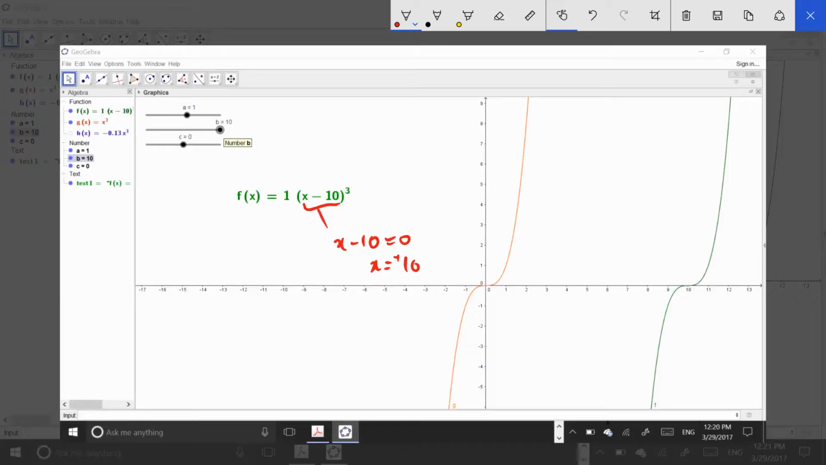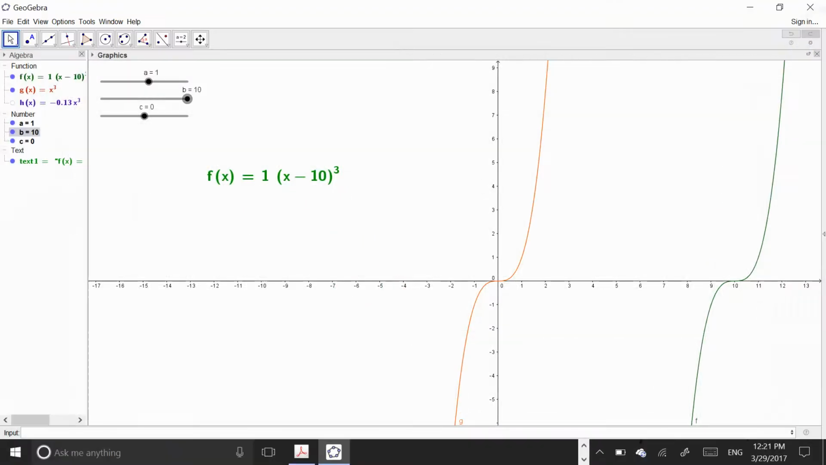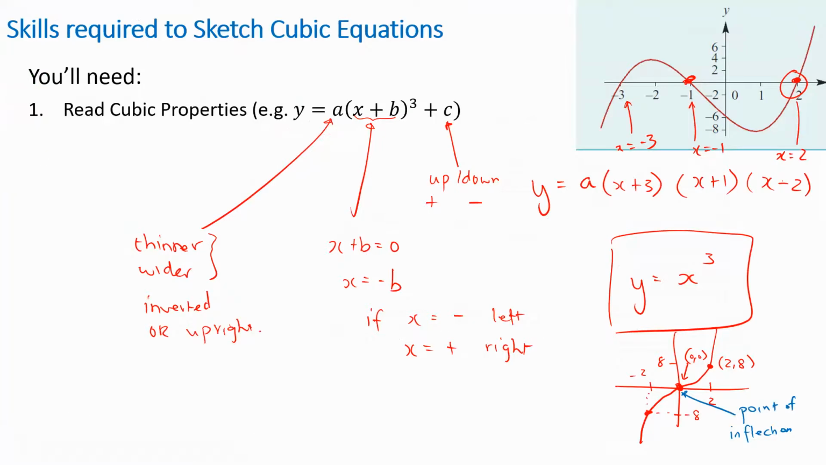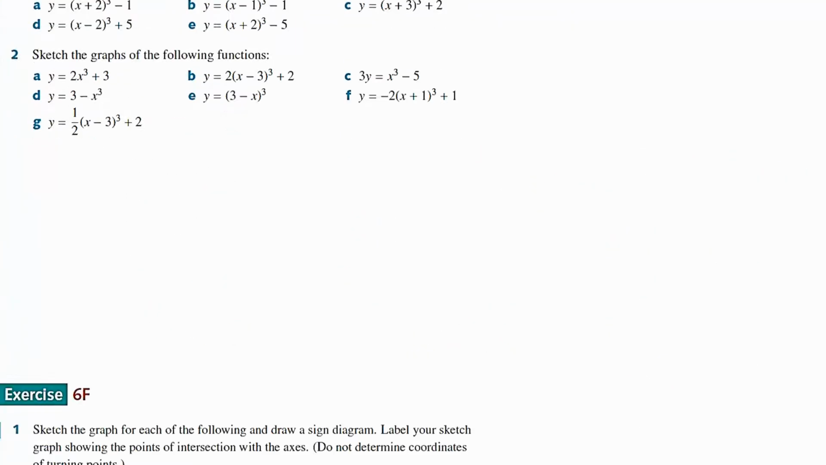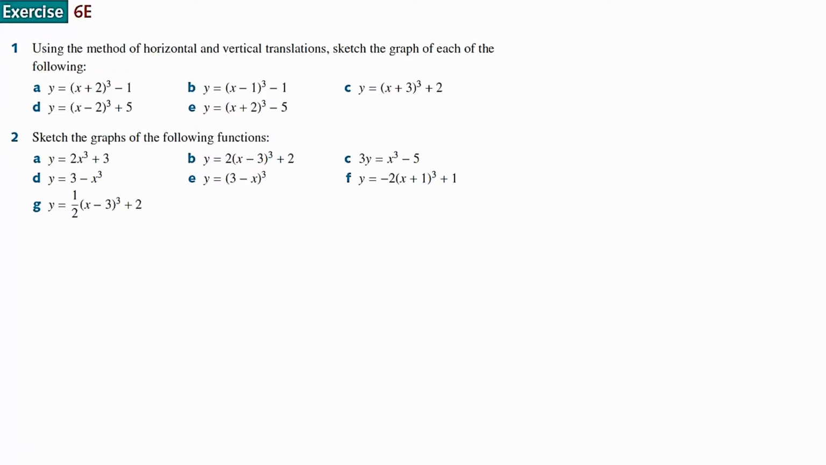Okay? So, let's have a quick example. Let's just see if you understand what I'm trying to say. So, don't worry about these just yet. Let's have a look at each and every one of these. So this is exercise 6E. If you can read it now, I want you to quickly read and quickly roughly sketch. Okay? So let's have a look. Let's do the first one. A.